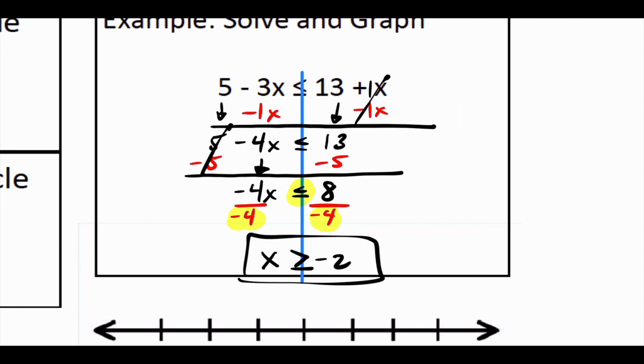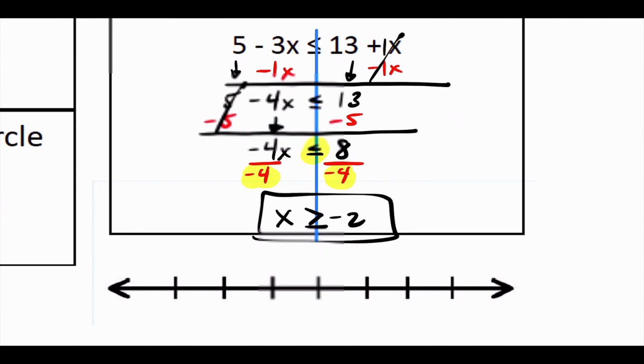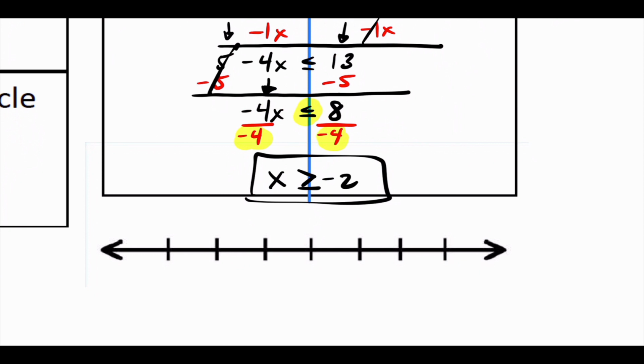Okay, so that's step 1, 2, and 3. Now let's go to step 4. Step 4 is on the number line. So the number here that we get is going to go front and center. Negative 2.